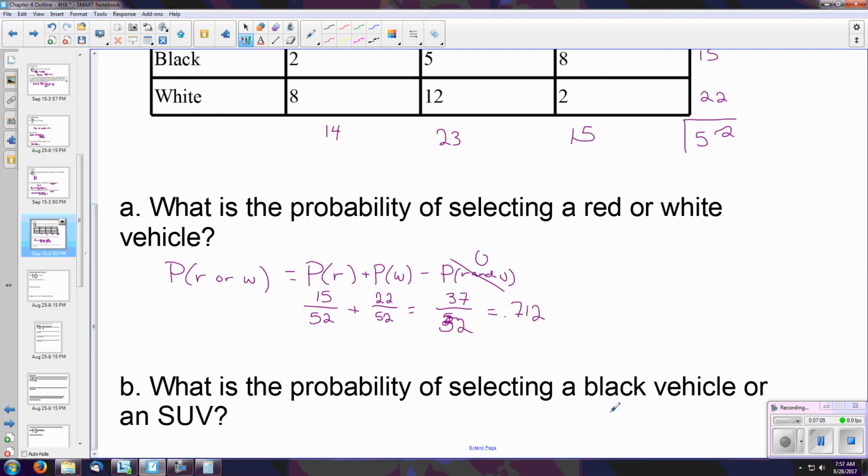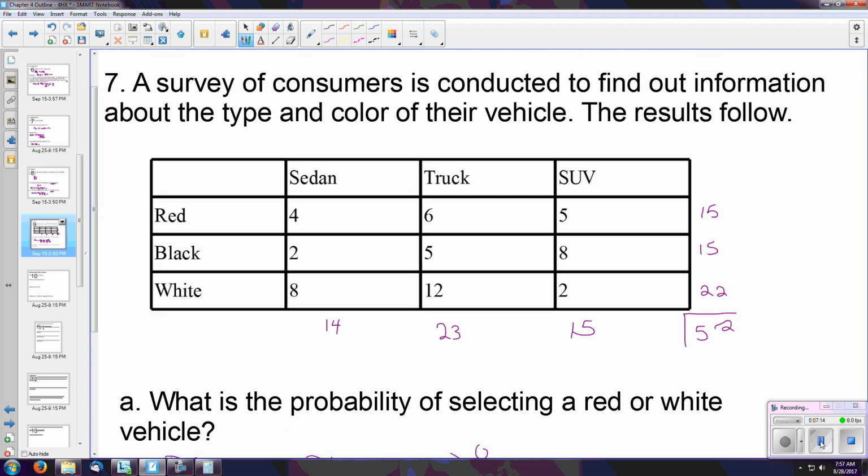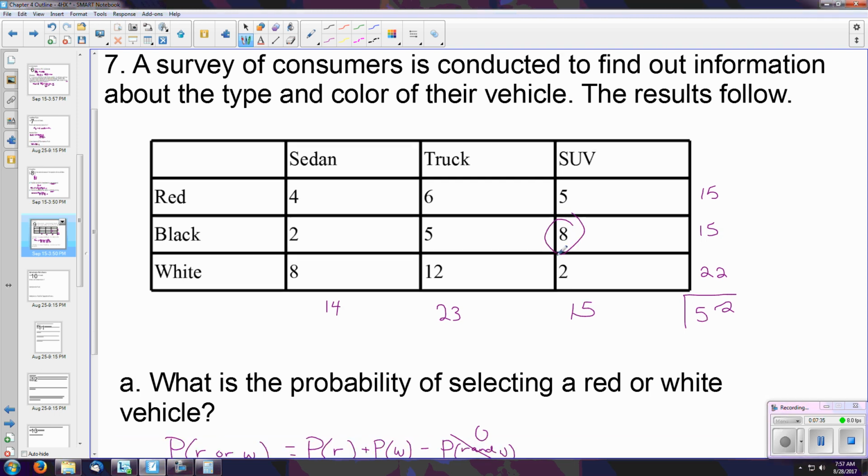What is the probability of selecting a black vehicle or an SUV? If we look at our chart here, we see that there are 15 total black vehicles and 15 SUVs. However, they overlap, and it tells us that 8 of those SUVs are also black vehicles. So in this case, we can say that those events, because of that overlap, are not mutually exclusive.